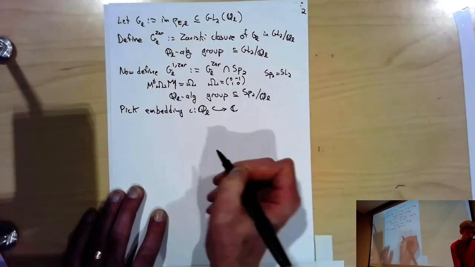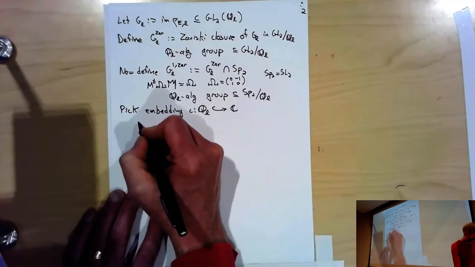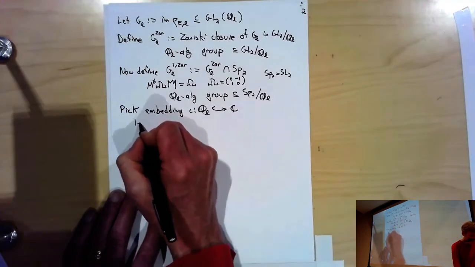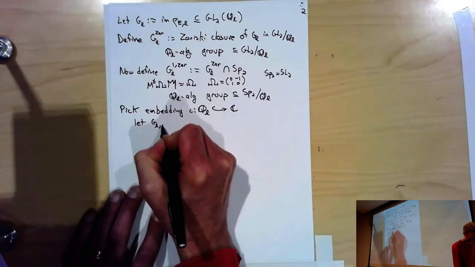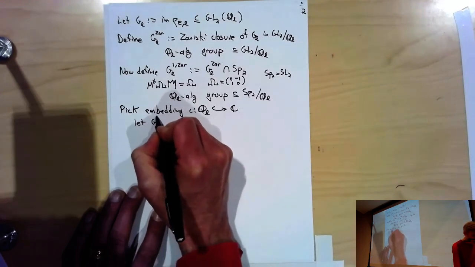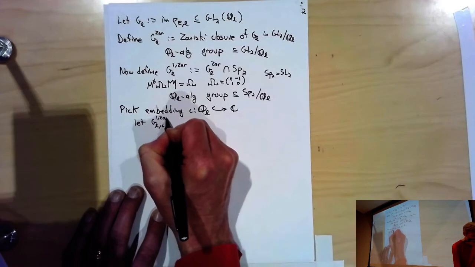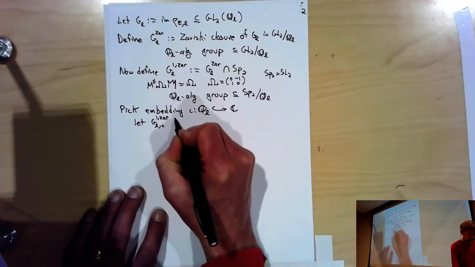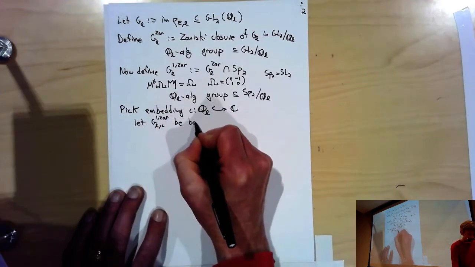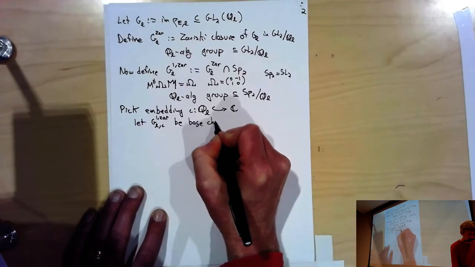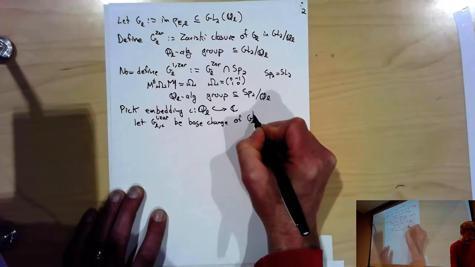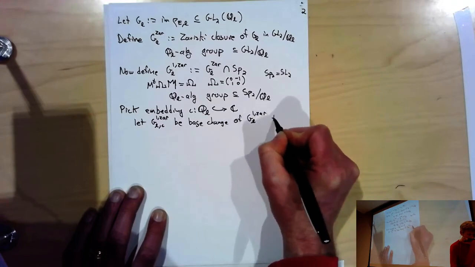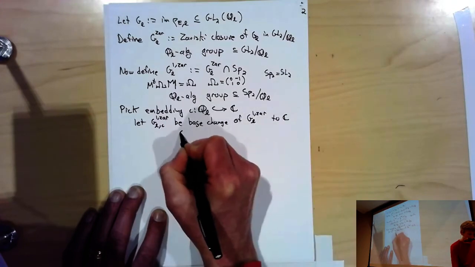Okay, and then via this embedding, we can base change. So now let's let, say, G, the notation is getting ridiculous, but we'll be able to forget it all shortly, let that be the base change of our G_L^1 to C. So now this is a C algebraic group.